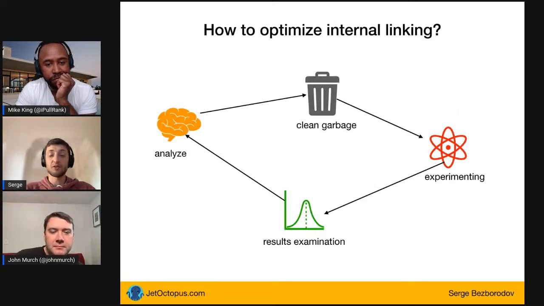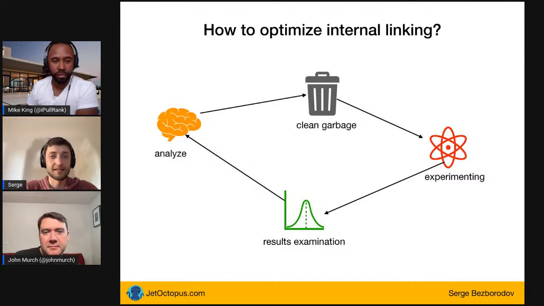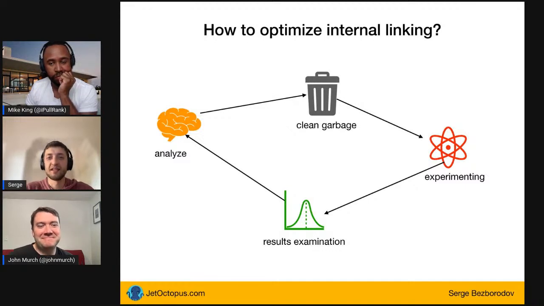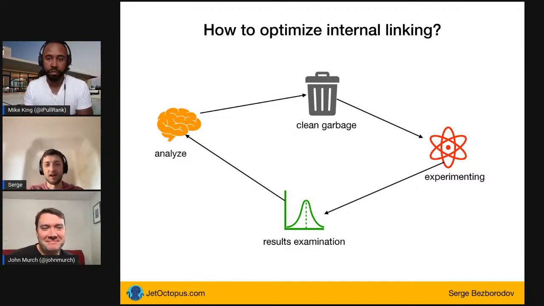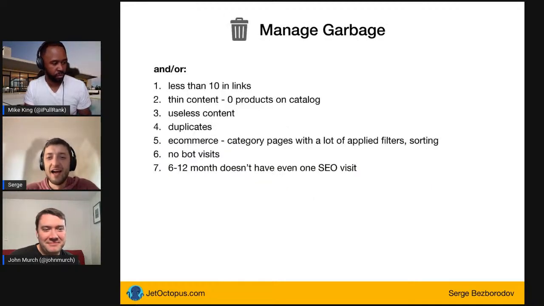Okay. How to optimize our internal linking in the process? It's an endless circle between cleaning garbage, experimenting, results examination, and analyzing. I believe that every website which is more than 6 months old has garbage, and the more years the website has, the more garbage there is, probably in some geometric progression.